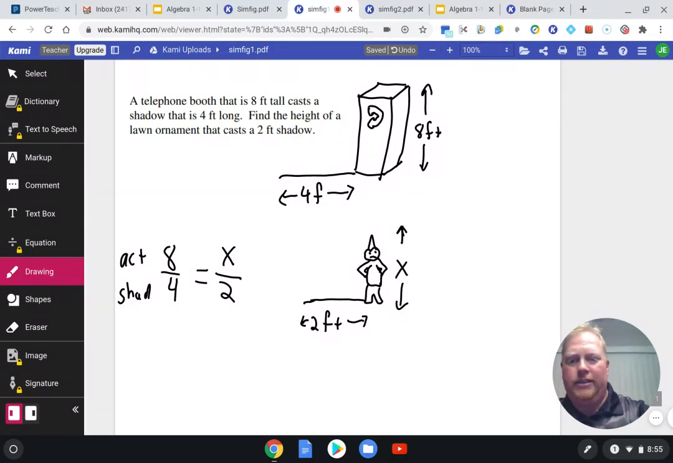So if I solve that, I get 16 equals 4x. Divide by 4, and I get x equals 4. So I know that the gnome, or the lawn ornament, is 4 feet tall.